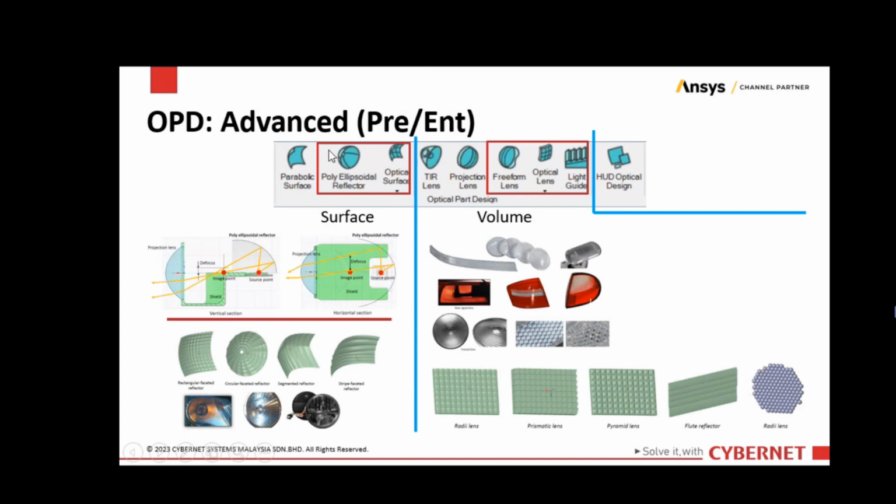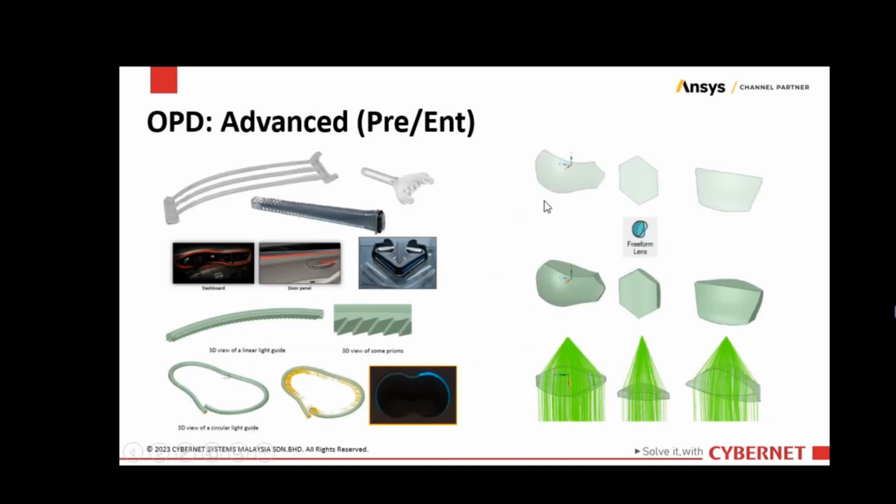And next, if we go to the advanced OPD, which is the Premium Enterprise license, we will have the poly ellipsoidal reflector and the optical surface at the bottom here. And also we have a volume like the optical lens. And on the next page we have a light guide and a freeform volume.